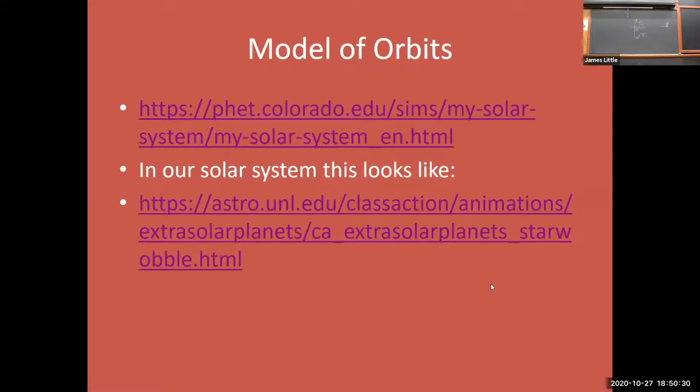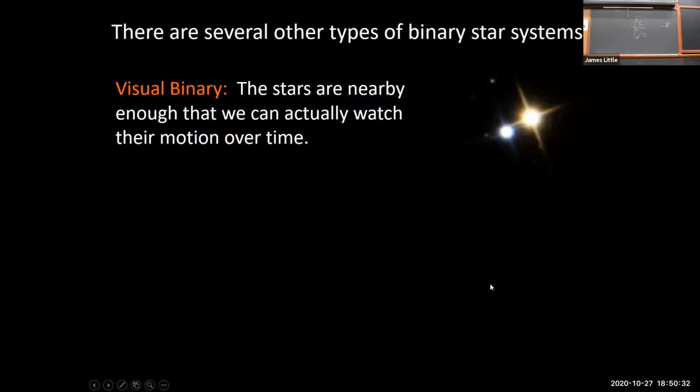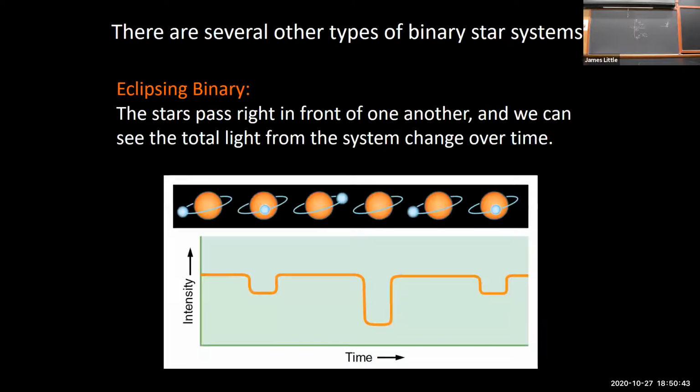Speaking of which, let's talk about visual binaries. There are stars that are close enough that they actually look like separate stars. They got to be pretty darn close, but it happens. We also detect binary star systems from eclipsing binaries. This lets us not only detect binary star systems, but occasionally lets us detect other planets.